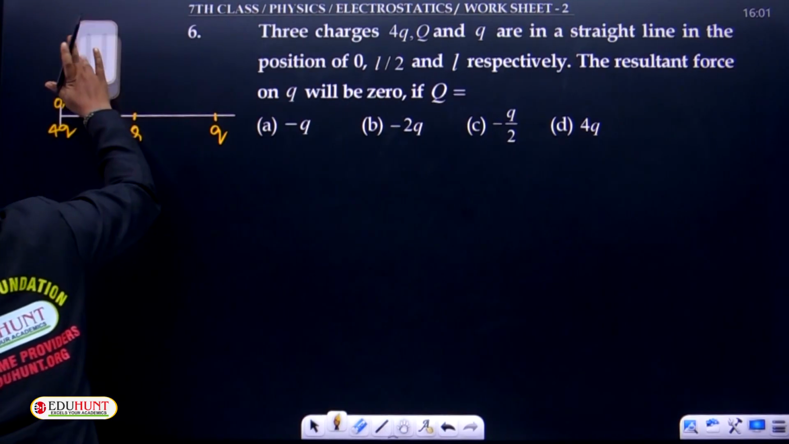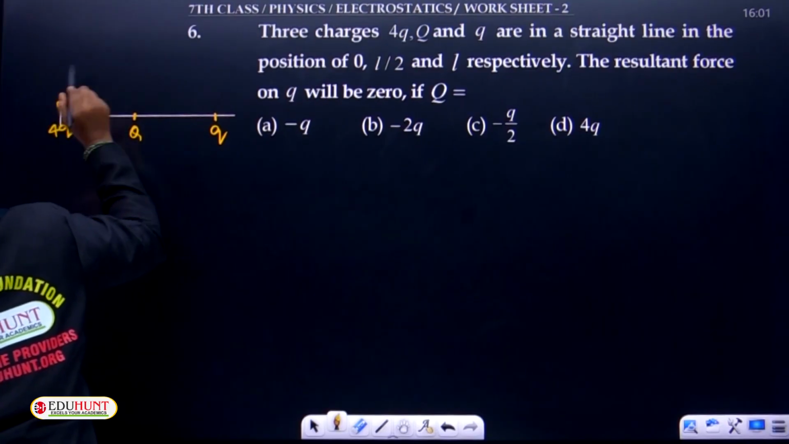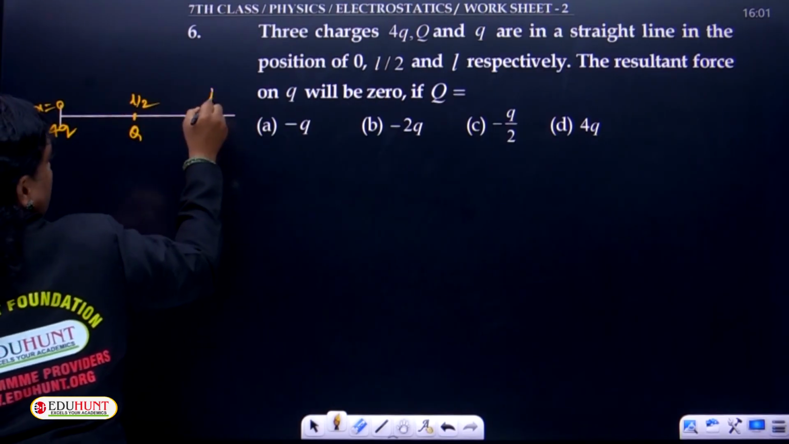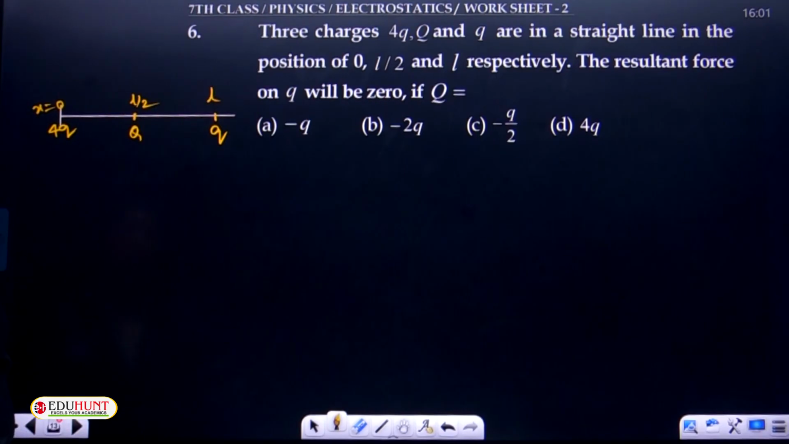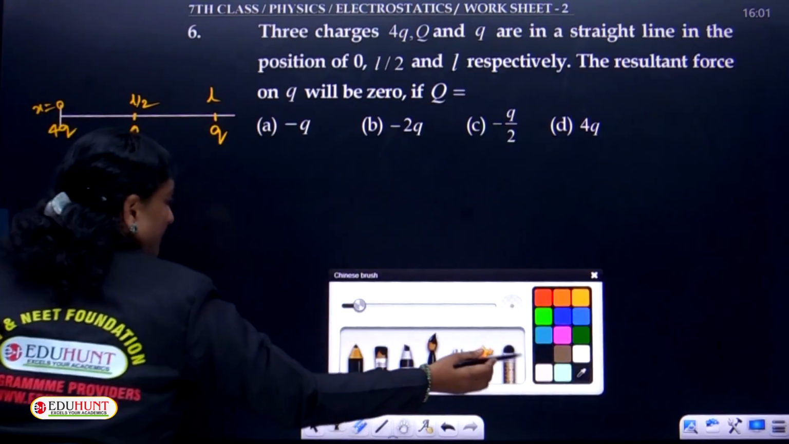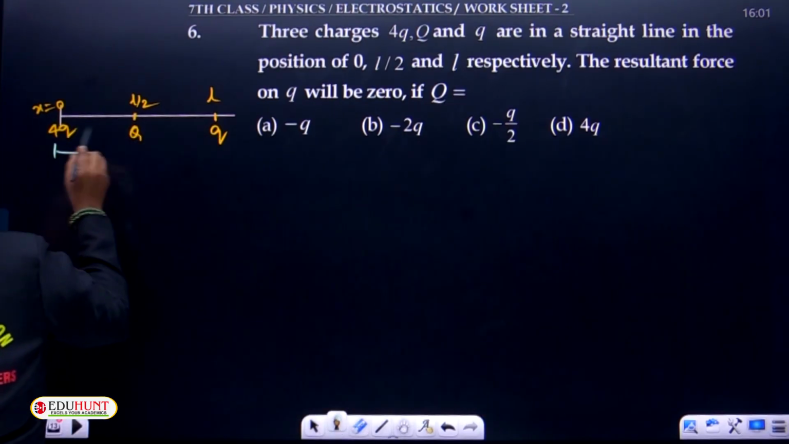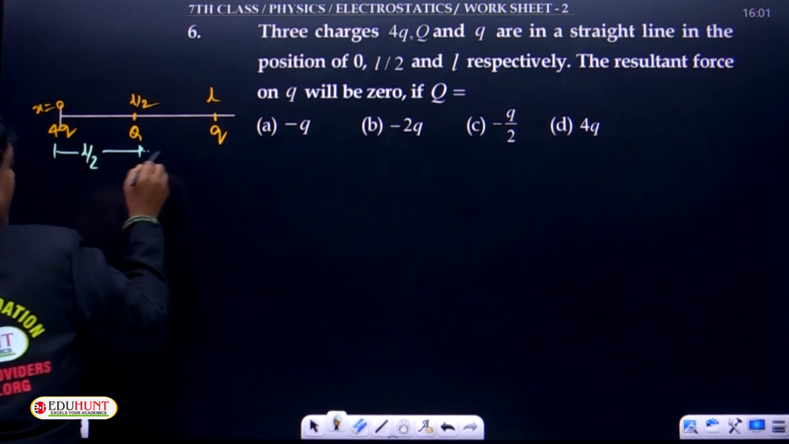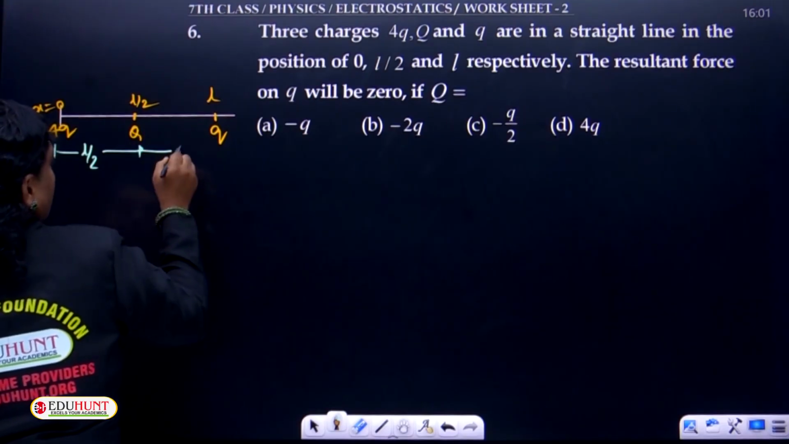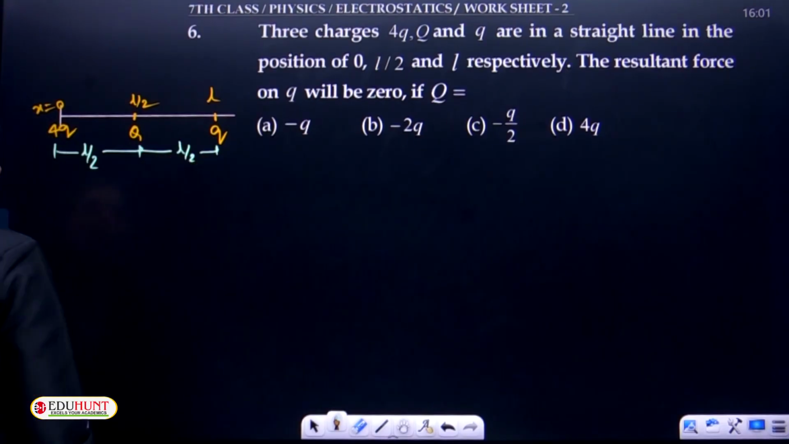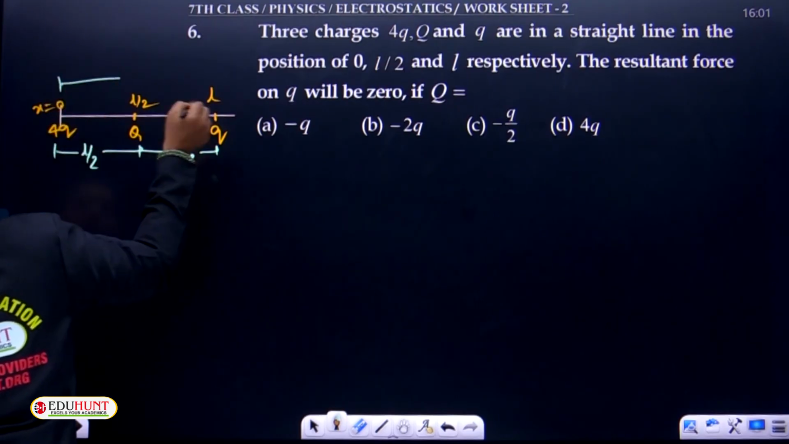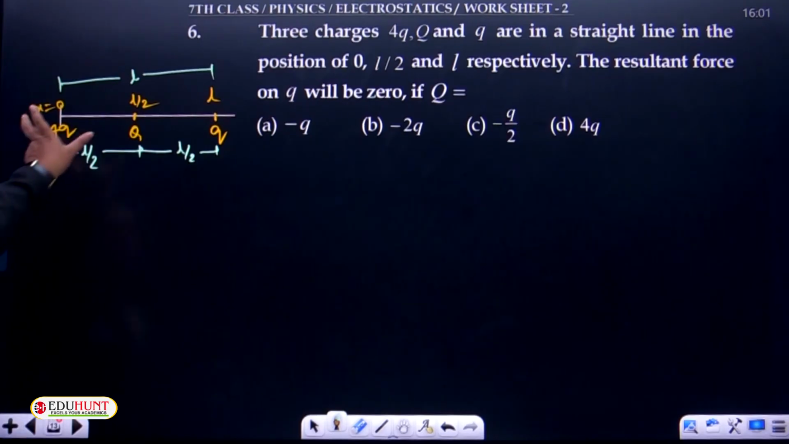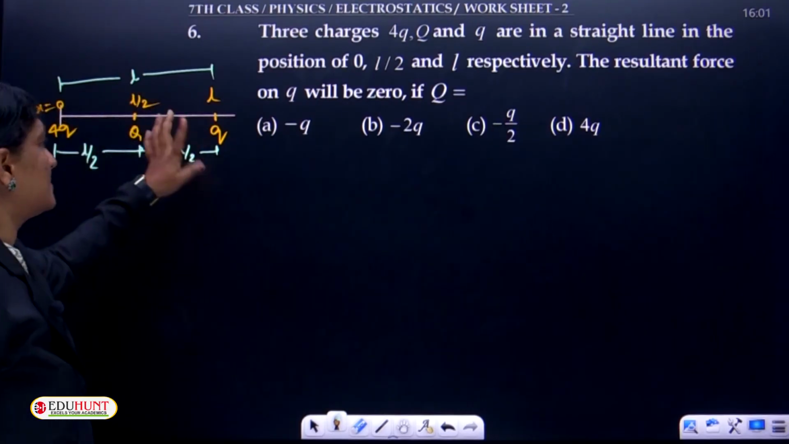This is along x equals to 0, and here the distance is L by 2 and this distance is given as L. That means, very clearly, the distance between 4Q and Q is L by 2 minus 0, this is L by 2, and between Q and small q is L minus L by 2, which equals L by 2, and the distance between 4Q and the charge q is L. So these are the three different distances between the first two charges, the second two charges, and the first and third charge.